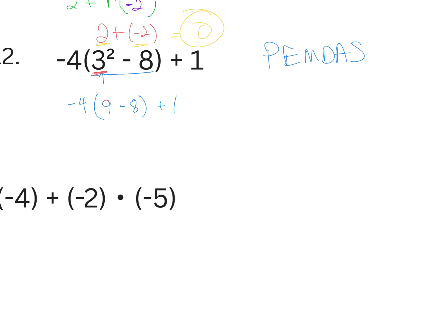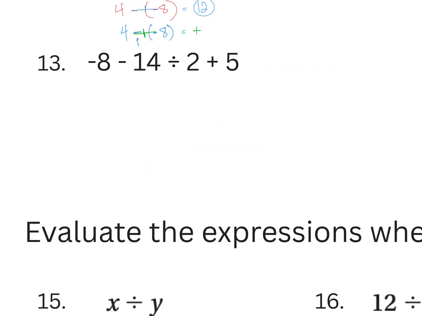This is 9, okay? And now I'm going to keep that negative 4 blue because I can do 9 minus 8 to get 1. I'm going to keep this plus 1 blue because we didn't do anything with it. But now negative 4 times 1 is negative 4. Plus 1 is negative 3. All right, 13. Let's write PEMDAS again.